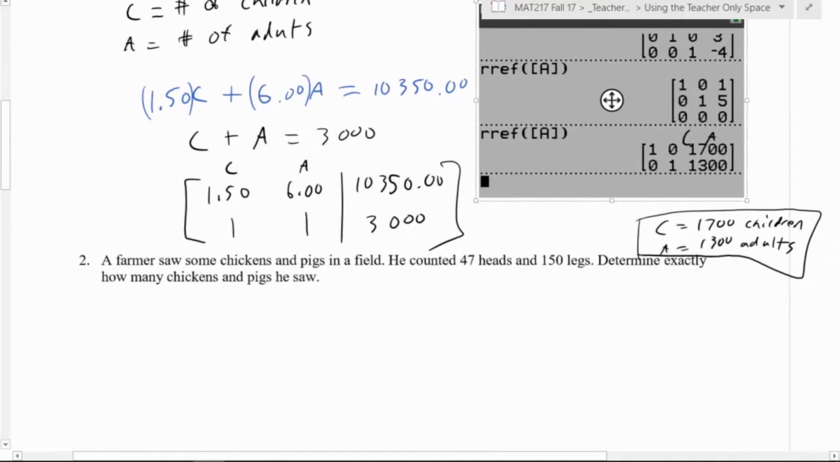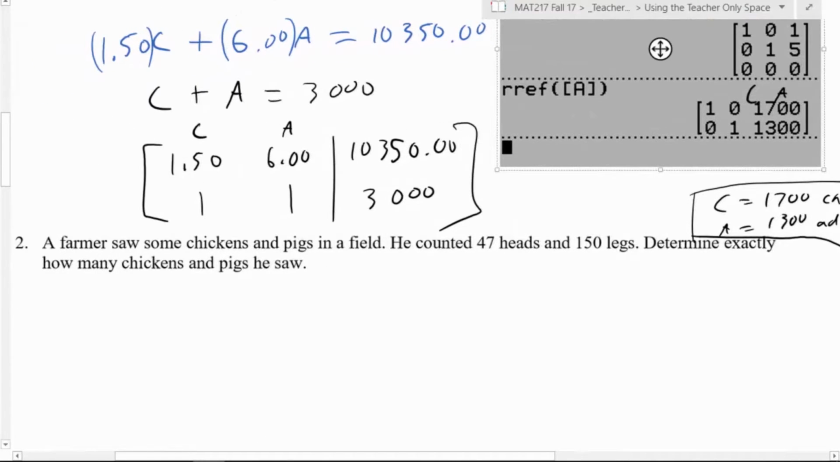Okay, not all problems will be so straightforward. Sometimes we try to hide information, or you have to use a little bit of common logic or thinking. So this one is kind of goofy. It's not really so much of a business application, but everybody should hopefully know a little bit about chickens and a little bit about pigs. So let's see here. A farmer saw some chickens and pigs in a field. He counted 47 heads and 150 legs. Determine exactly how many chickens and pigs he saw.